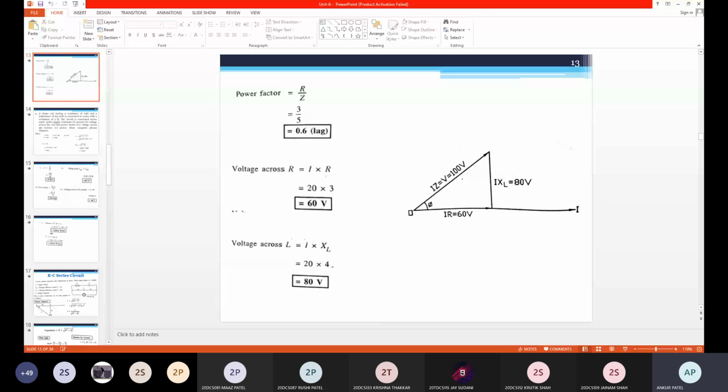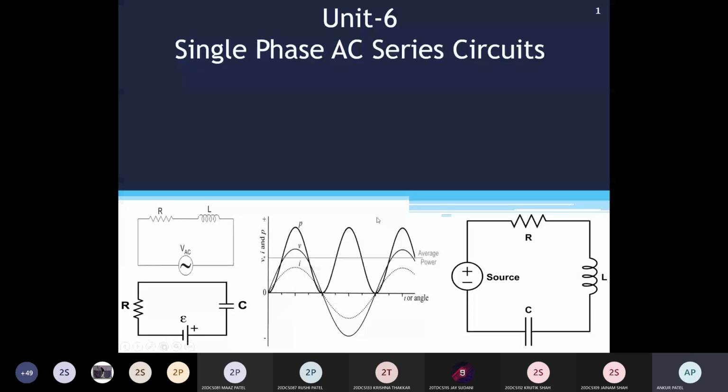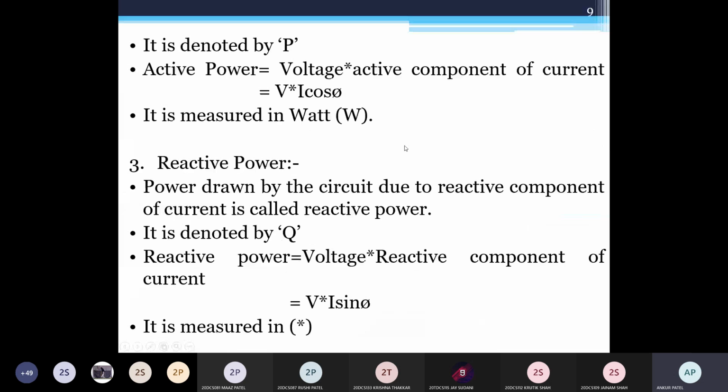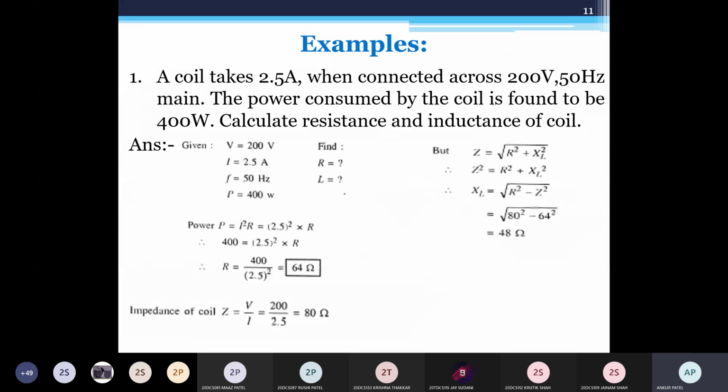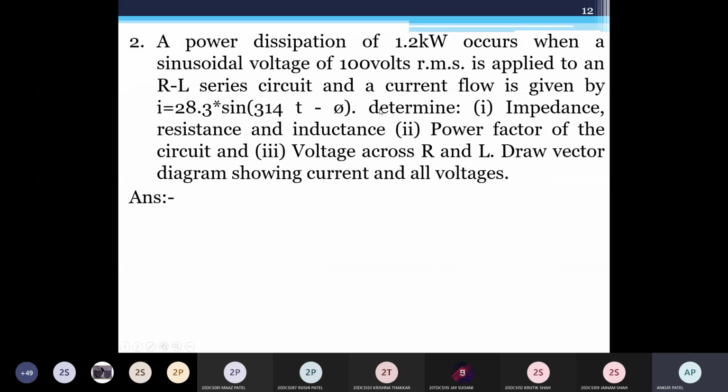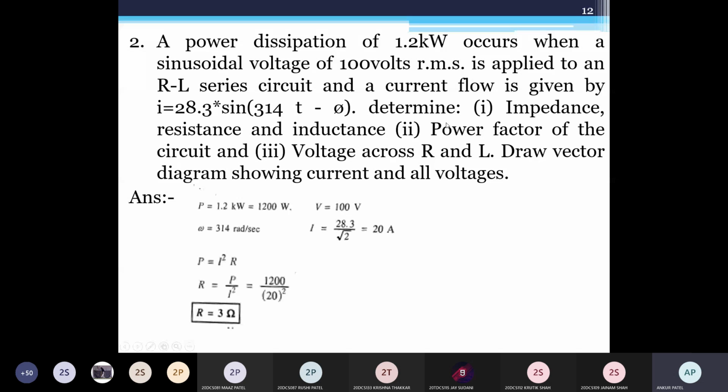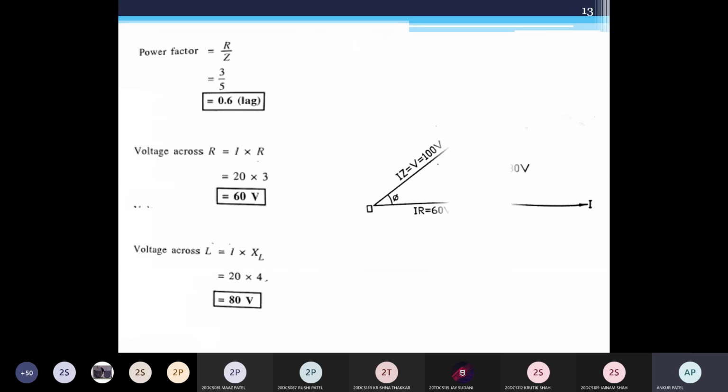Okay, so in unit number 5, we'll see resonance in RLC series circuit. So in resonance, here we have variable frequency supply source. In that, we are going to change the frequency value, either increase or decrease. By changing the frequency, we will get one condition, VL equal to VC or XL equal to XC. So that is called the resonant condition.